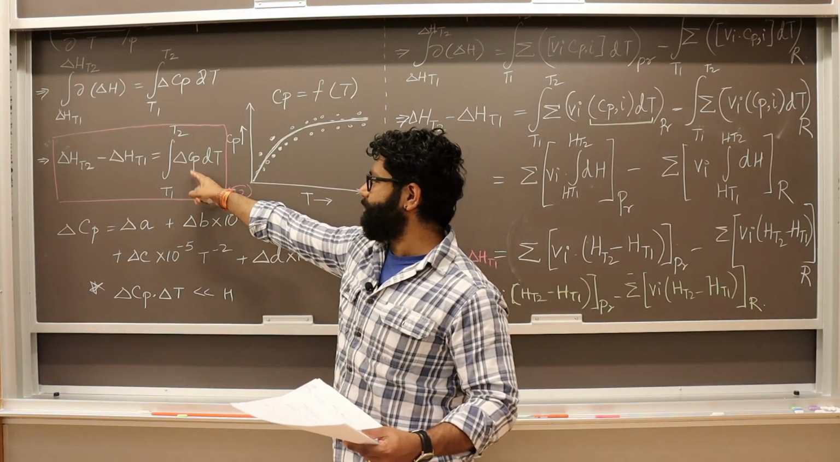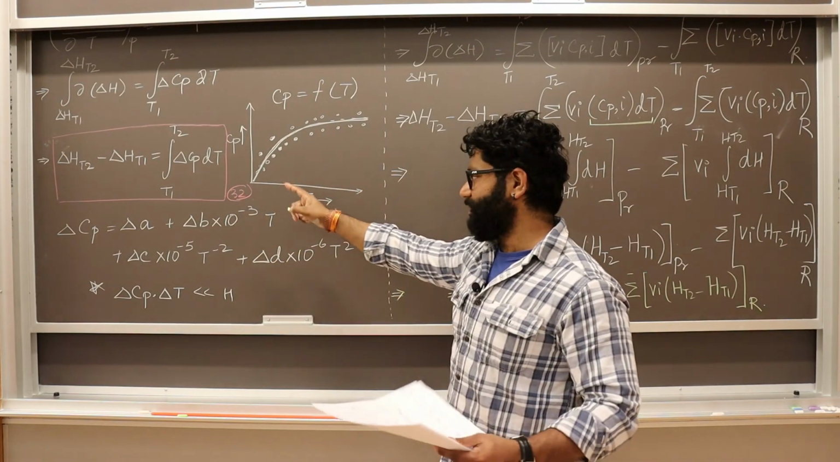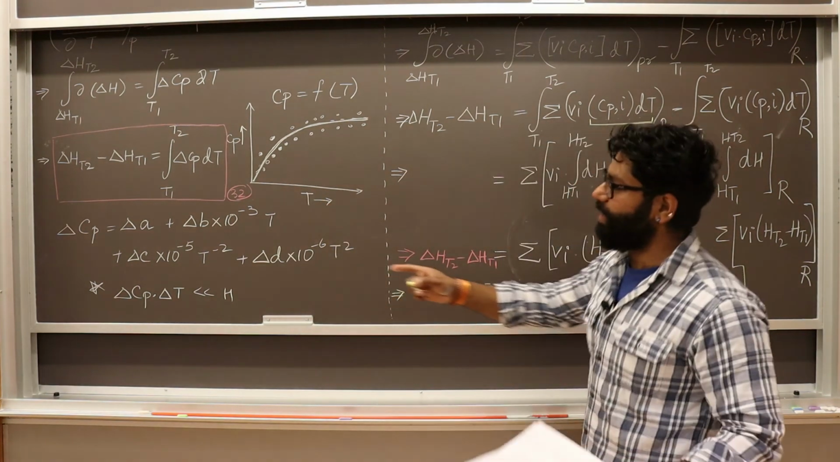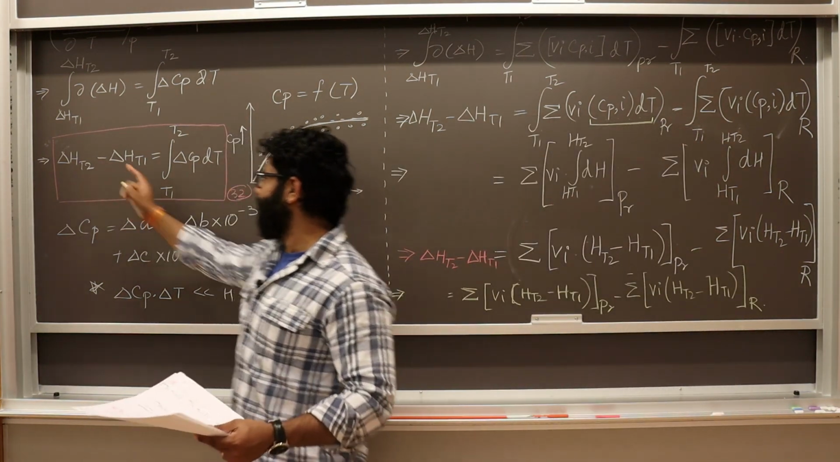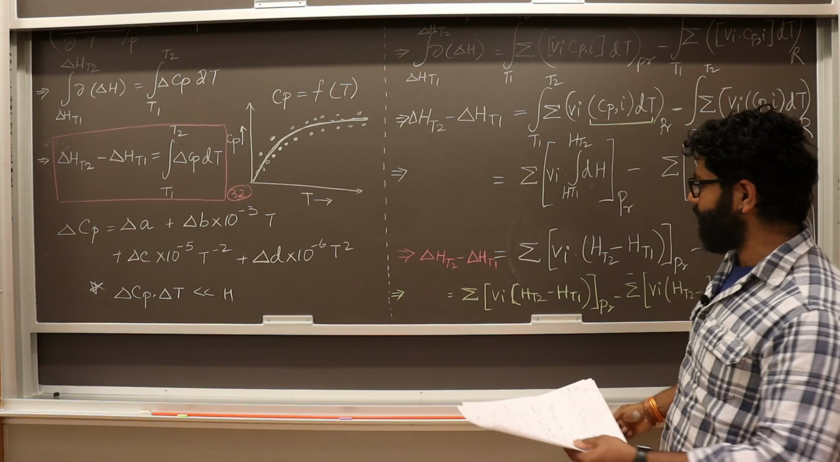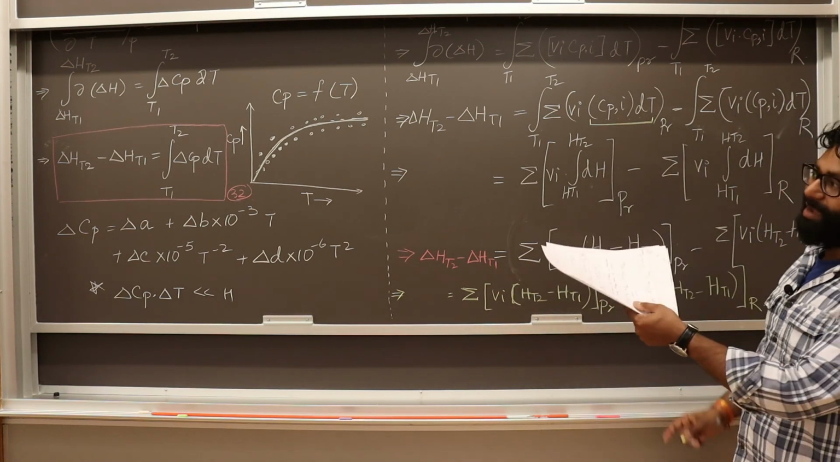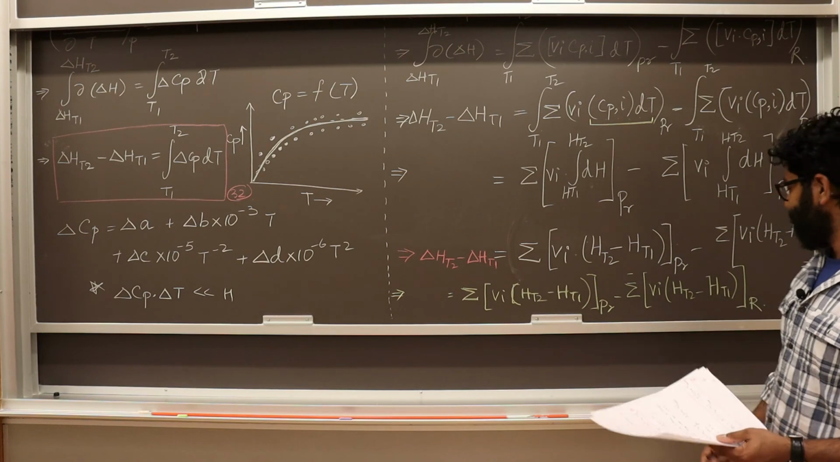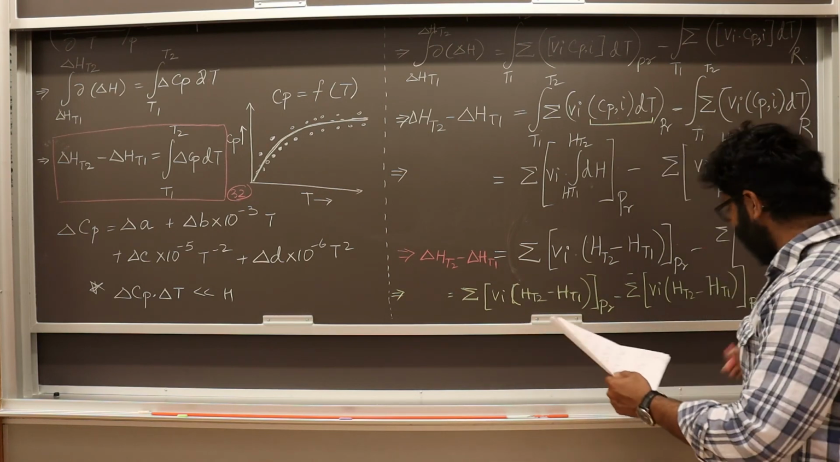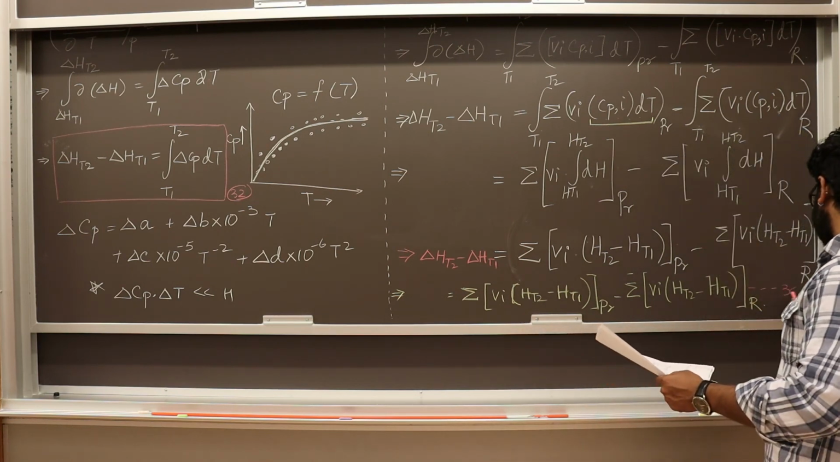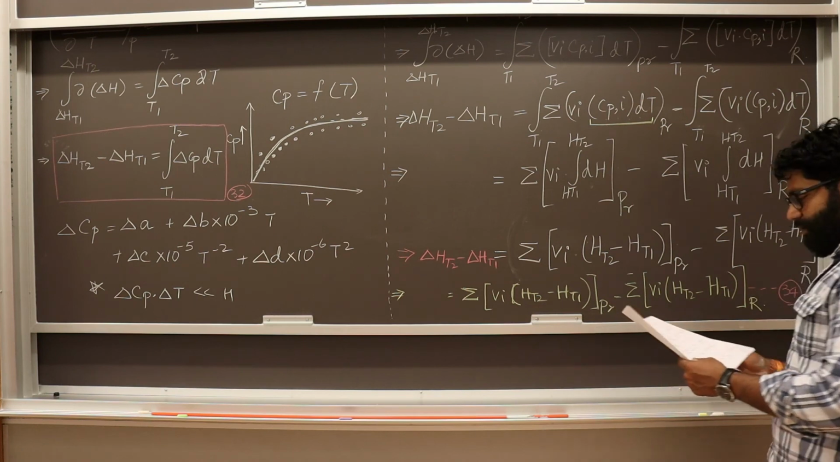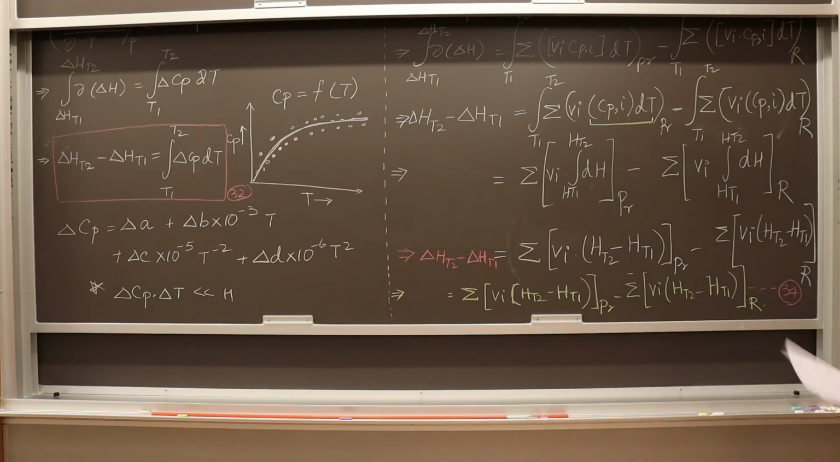If you have the dependence of Cp with T, then you use this one to find the difference between delta H at T2 and delta H at T1. But if you don't, then how do you do it? Then you do it with this. If you do not have the Cp, you use this, okay? So I'll name this equation 34, okay? Awesome.